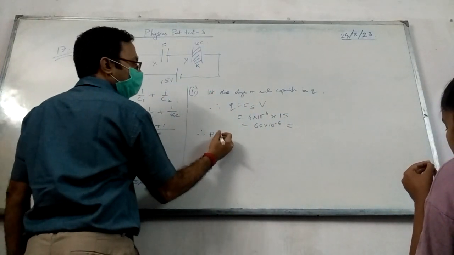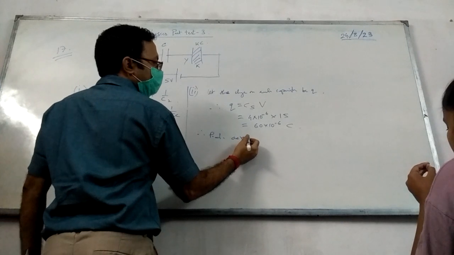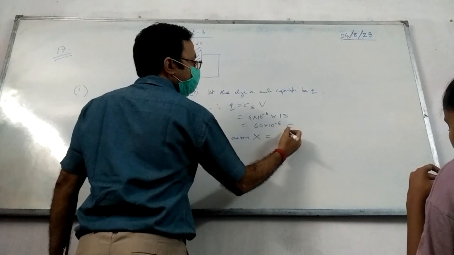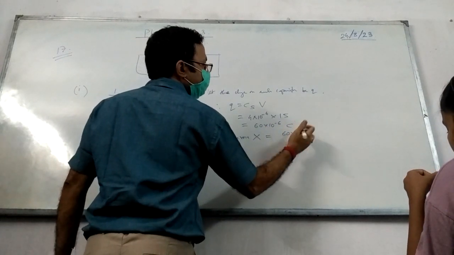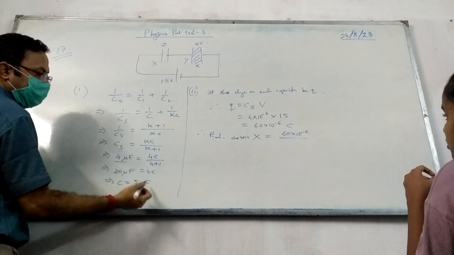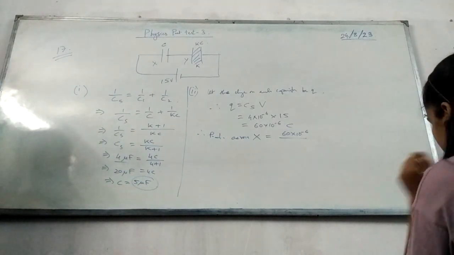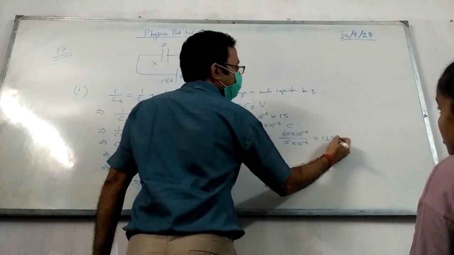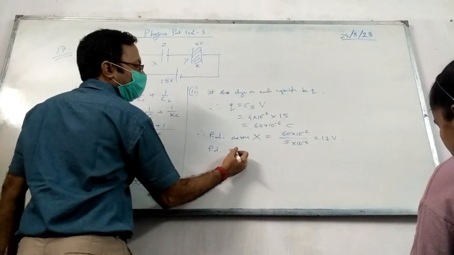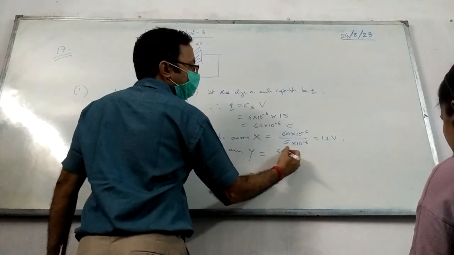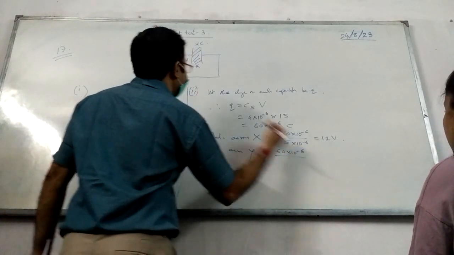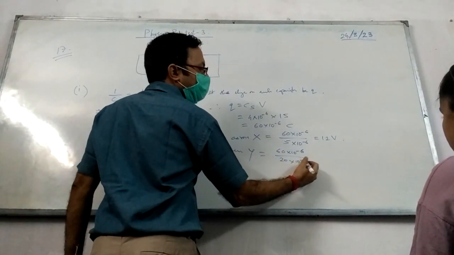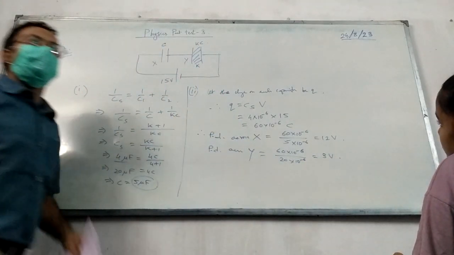Therefore, PD across X is equal to Q by C, that is 60 into 10 to the power minus 6 by the capacitance of X. What is it? 5 microfarad, right? So it will be 5 into 10 to the power minus 6, that is 12 volt. Or PD across Y will be 60 into 10 to the power minus 6 by, the dielectric constant here is 4, so 5 fours are 20 microfarad, 20 into 10 to the power minus 6, so that will be 3 volt.